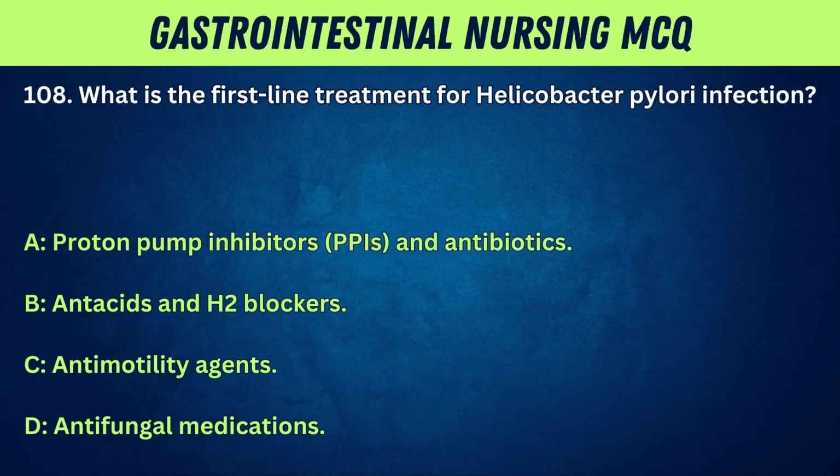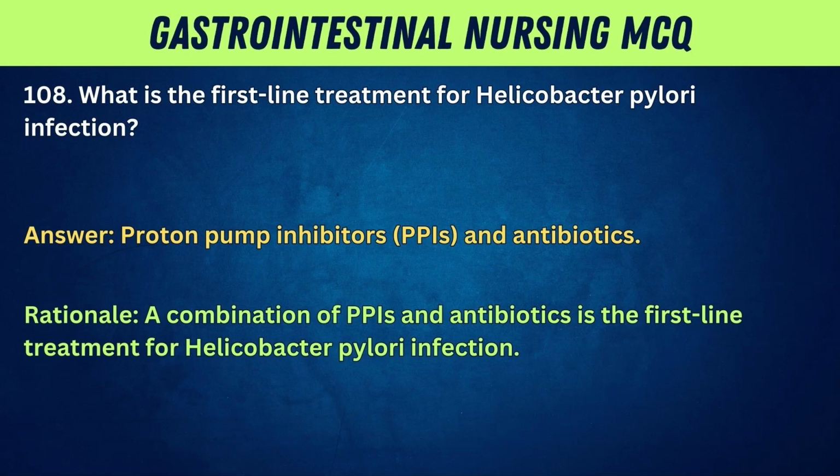108. What is the first-line treatment for Helicobacter pylori infection? A. Proton pump inhibitors, PPIs, and antibiotics. B. Antacids and H2 blockers. C. Antimotility agents. D. Antifungal medications. Answer: proton pump inhibitors, PPIs, and antibiotics. Rationale: a combination of PPIs and antibiotics is the first-line treatment for Helicobacter pylori infection.